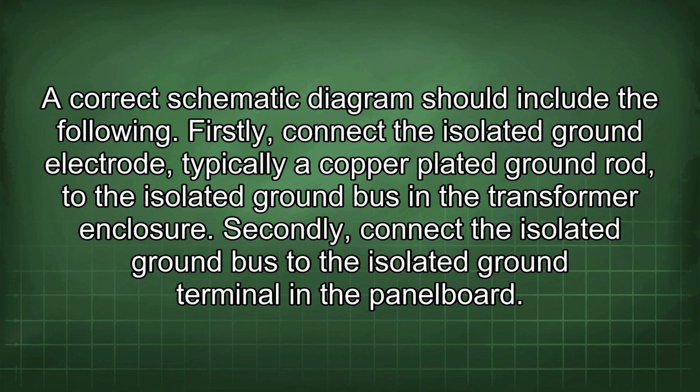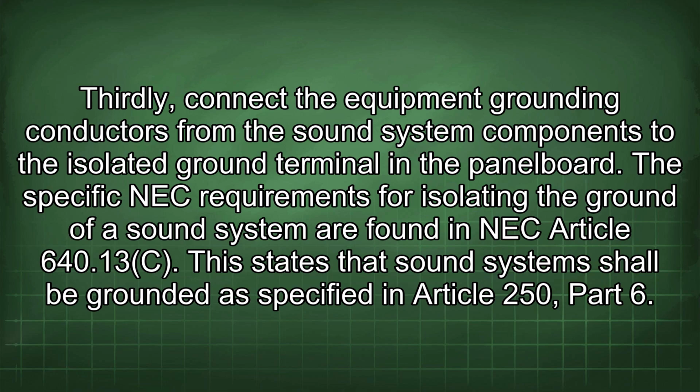Firstly, connect the isolated ground electrode, typically a copper-plated ground rod, to the isolated ground bus in the transformer enclosure. Secondly, connect the isolated ground bus to the isolated ground terminal in the panel board. Thirdly, connect the equipment grounding conductors from the sound system components to the isolated ground terminal in the panel board.